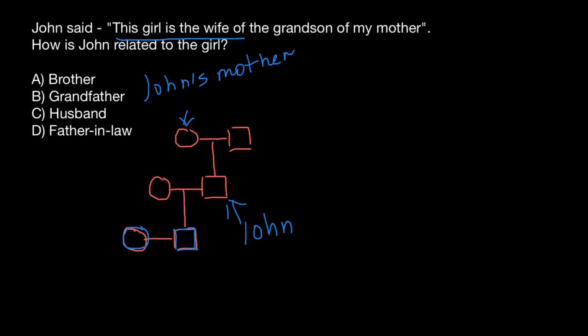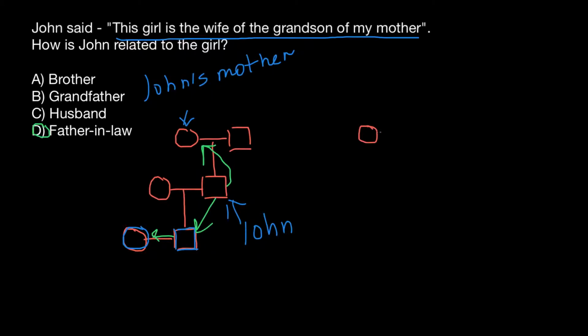This girl is the wife of the grandson of my mother. So here is the mother of John, and John's son is the grandson of his mother, and here is his wife. So what is the relationship between John and the wife of his son? John is going to be the father-in-law of the wife of his son. So the answer is D.